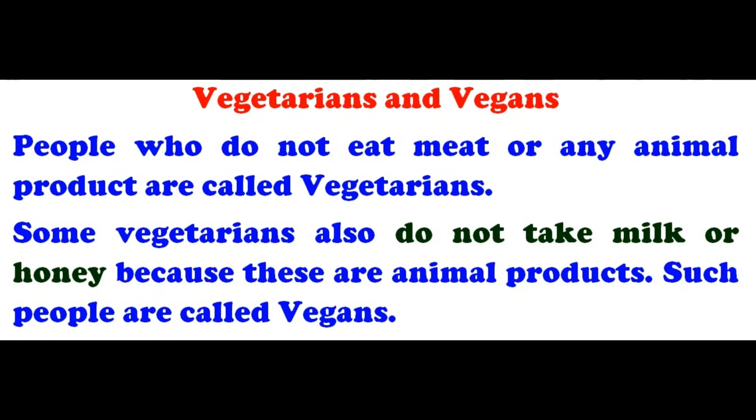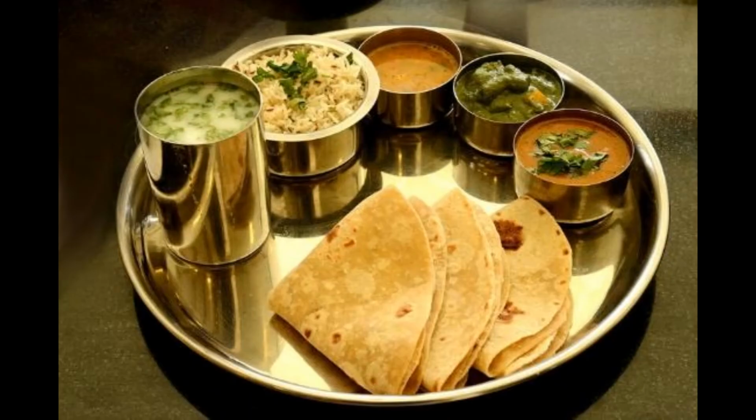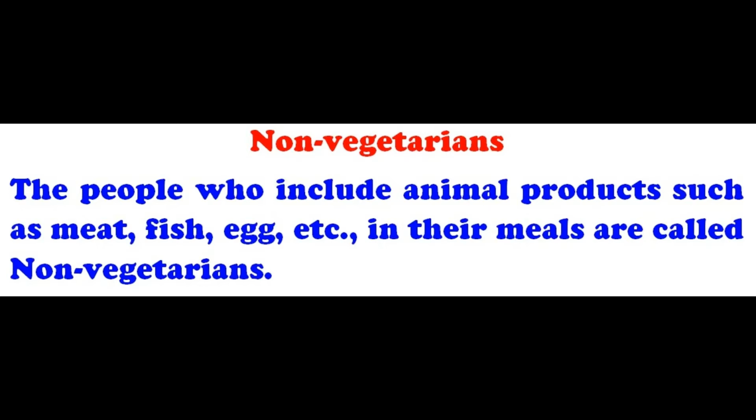At this point, let me also give an interesting fact. Some of the vegetarian people also don't take milk or milk products and honey. Why? Because they think that milk and honey also come from animals, so they don't take them. Such vegetarians who also do not take milk and honey are called vegans. Now the people who include animal products such as meat, fish, egg, etc. in their meals, they are called non-vegetarians, and such a meal is called non-vegetarian meal.